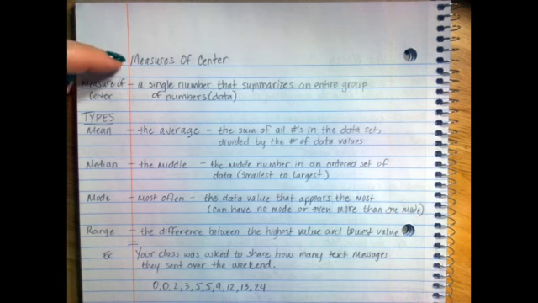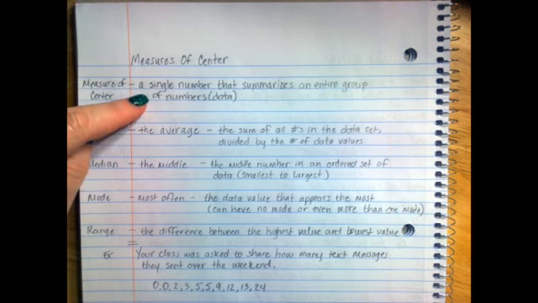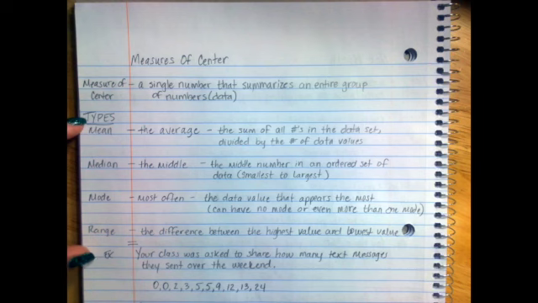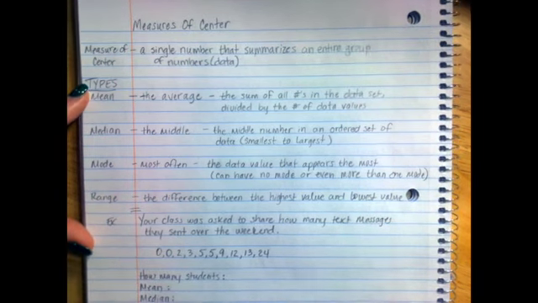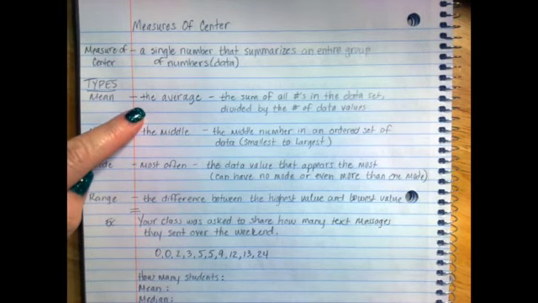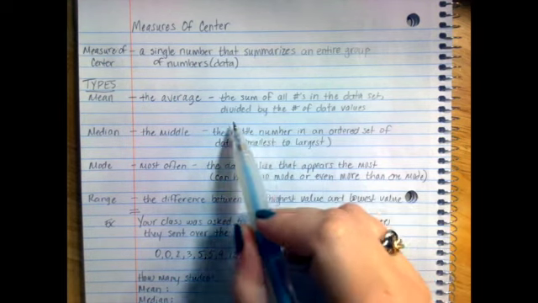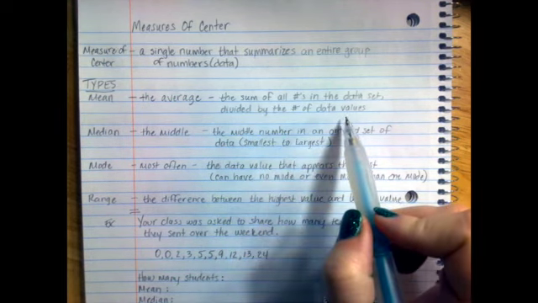This tutorial is about the measures of center. The definition is a single number that summarizes an entire group of numbers, or your data. There are different types of measures of center. We have the mean, which is also known as the average. This is the sum of all numbers in the data set divided by the number of data values.